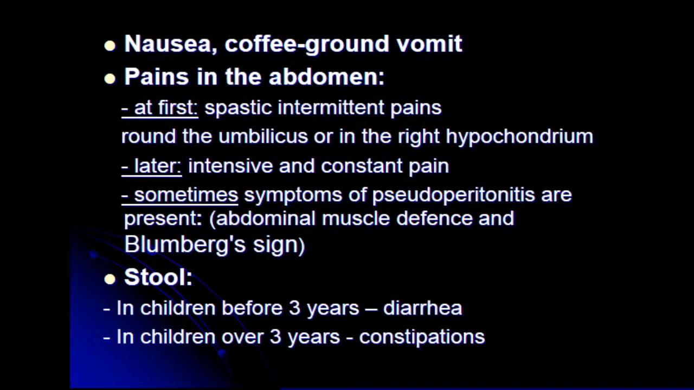Nausea, coffee ground vomit, pains in the abdomen, at first spastic intermittent pains, round the umbilicus or in the right hypochondrium, later intensive and constant pain, sometimes symptoms of pseudoperitonitis are present, abdominal muscle defense, and Blumberg signs. Stool in children before 3 years, usually diarrhea. In children over 3 years, constipation.